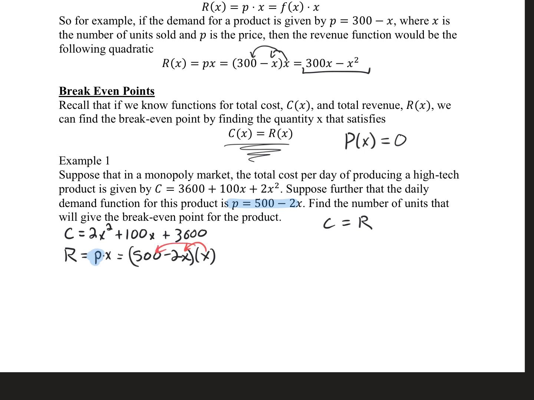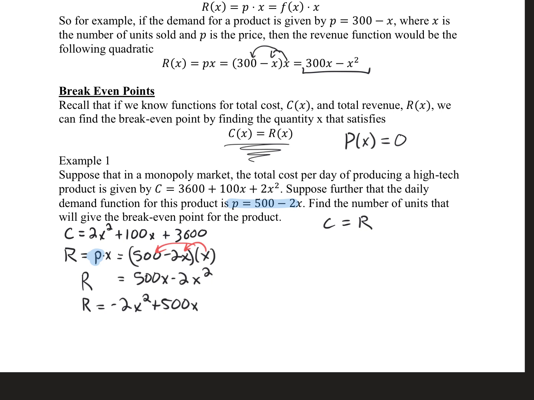When we do so, we would find out that our revenue is in fact equal to 500x minus 2x squared. Now, if you like, you can rewrite these in descending order so that r is equal to negative 2x squared plus 500x. It's not strictly necessary, but if it makes you feel more comfortable working with these two quadratics, then that's a good step to take.